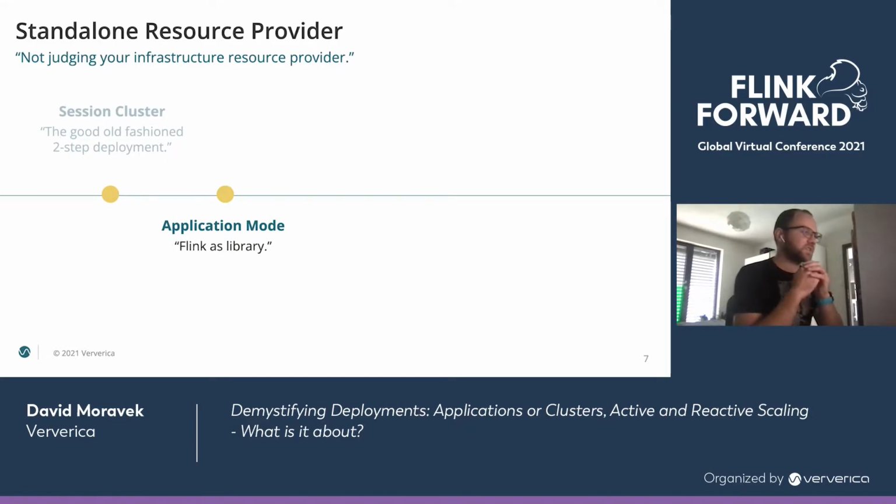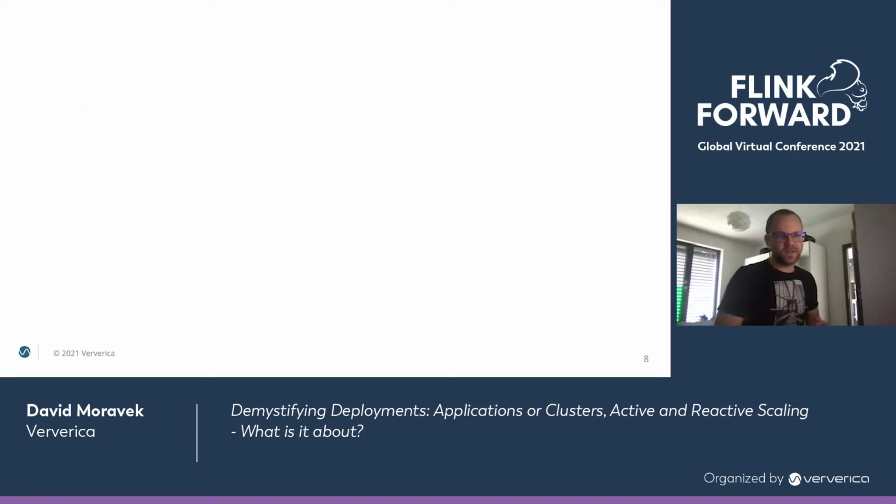So to address some of the issues of the session cluster, we have recently introduced something that we called an application mode, and it can be described as Flink as a library, right? Basically, its main purpose is to address this two-step deployment mode and to simplify it.